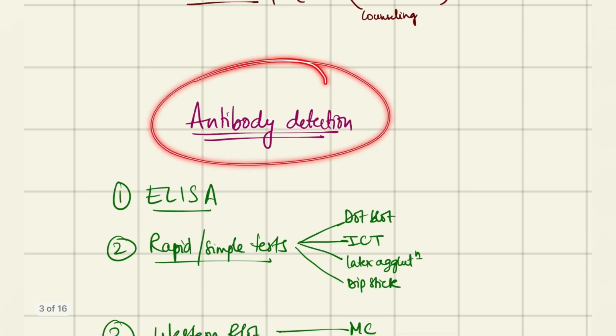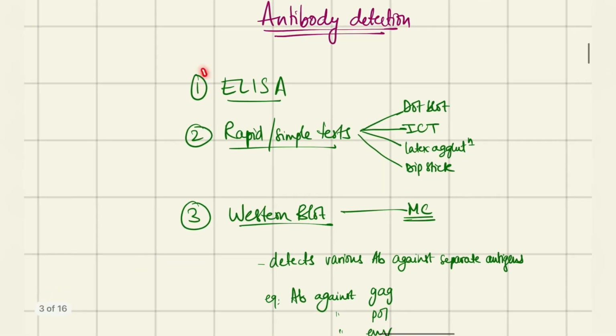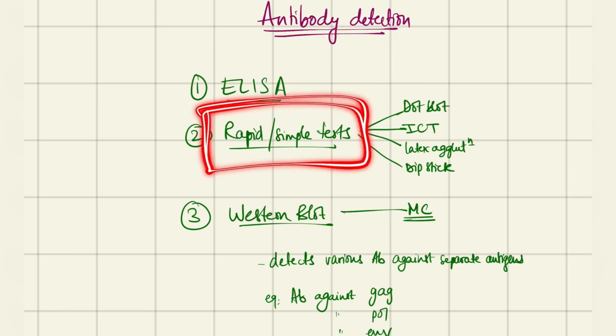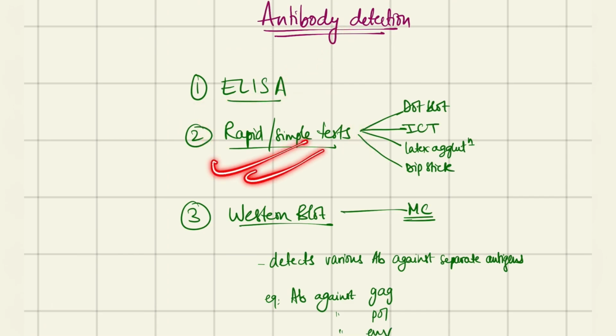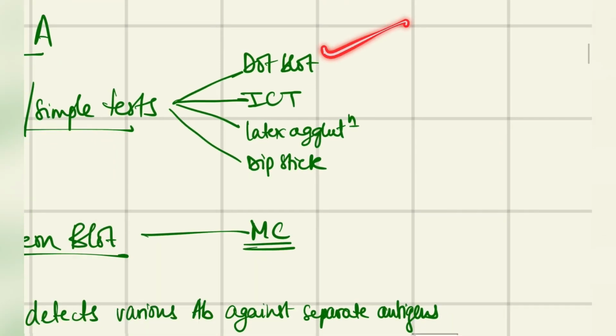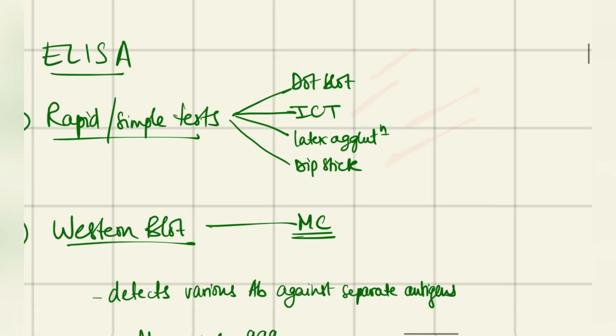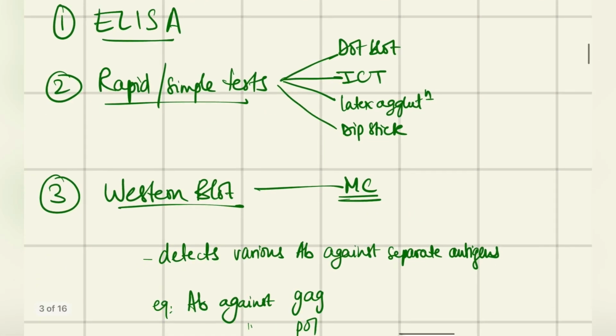3 C's. Let's start. Antibody detection first of all. How? ELISA, obviously. Antibody detection by ELISA. And then now classical rapid or simple tests are done. Which are these? You need to remember this: dot blot, immunochromatography test, latex agglutination, and dipstick. Dot blot, ICT, latex agglutination, dipstick. These are the rapid tests for quick results.